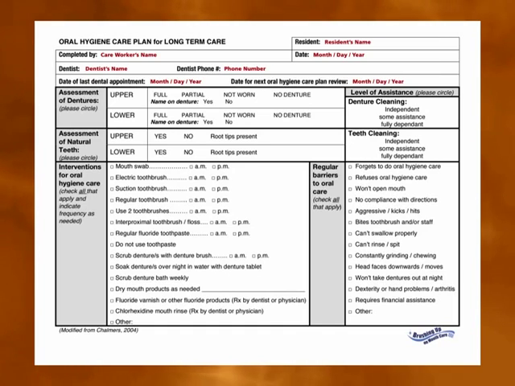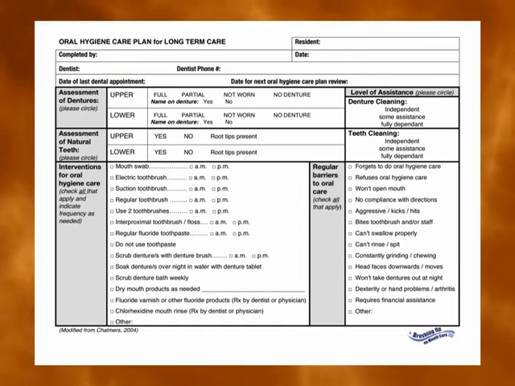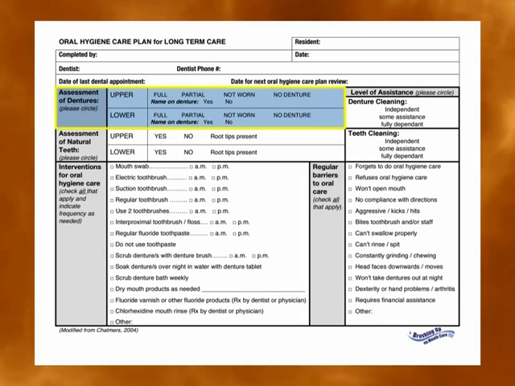also be recorded here. Even though this plan is meant to follow the more comprehensive assessment provided by the Oral Health Assessment tool, a few details about the resident's oral situation are recorded here as well. For example, the first block is for the assessment of dentures. Circle whether the resident has upper or lower dentures or both.